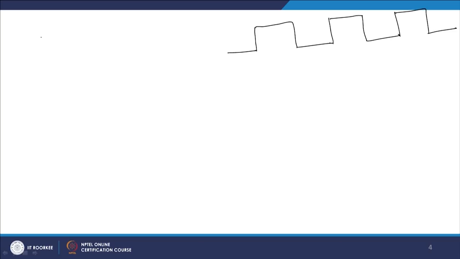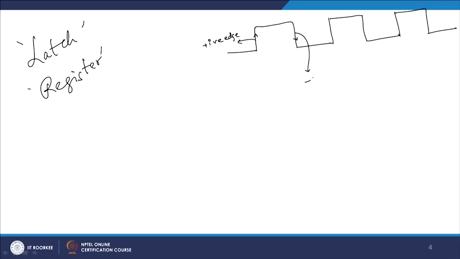Let me discuss with you the concept of a latch. I have a latch here and a register, and I will discuss the difference between the two. You see, this clock has two parts. This clock has edges. This is known as the positive edge, as I discussed with you, and this is known as the negative edge. So I have edge 1 and edge 2, this is edge 1 and this is edge 2.